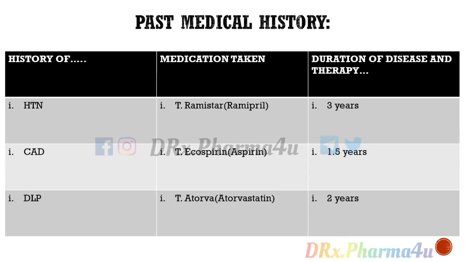So the patient has a history of hypertension and the patient was under Ramipril, which is an ACE inhibitor, for the past 3 years. The patient also has a history of coronary artery disease for which he was taking aspirin for the past 1.5 years. And the patient had DLP. DLP means dyslipidemia. So for that, the patient was taking atorvastatin for 2 years.